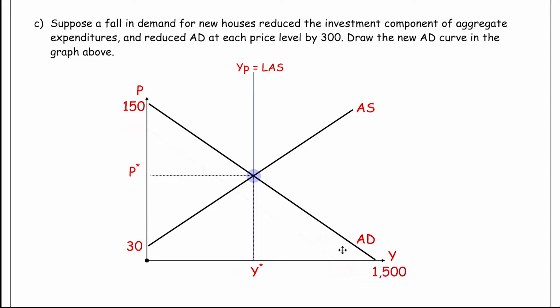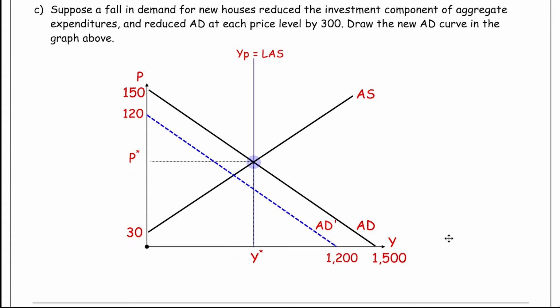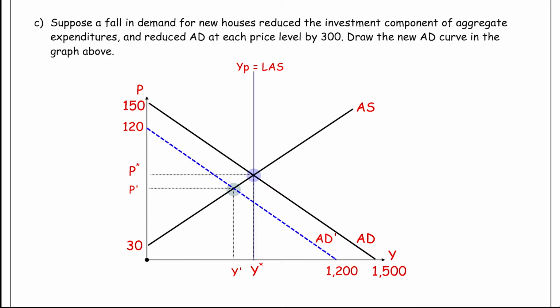And so all that's going to happen is that our AD curve is going to have a revised x-intercept at 1200, and that's simply because at every price level, including a price level of 0, the AD has fallen by 300. And so on our graph, we essentially want to show a shifted AD curve along with the revised equilibrium. Notice that the revised equilibrium implies a lower price level and a lower level of output. And so we can argue that there's a recessionary output gap. Let's have a look at required D.